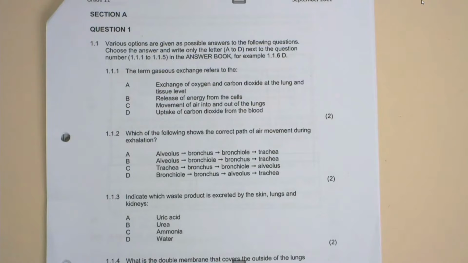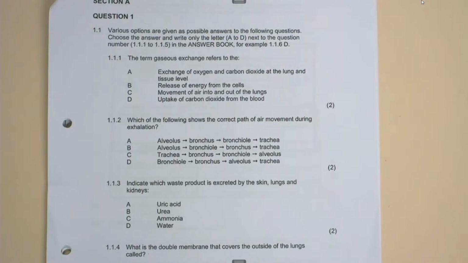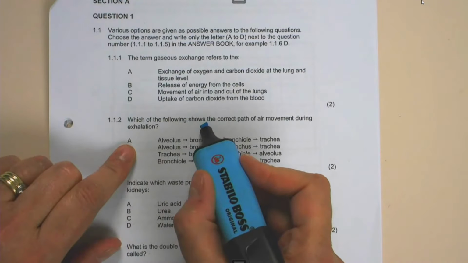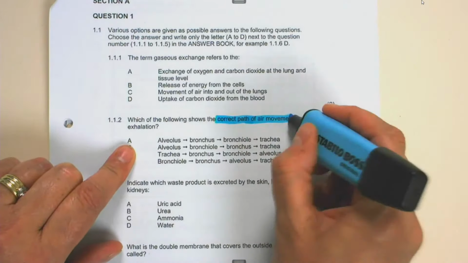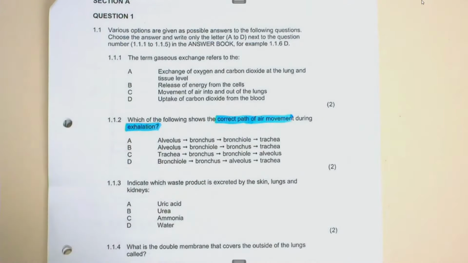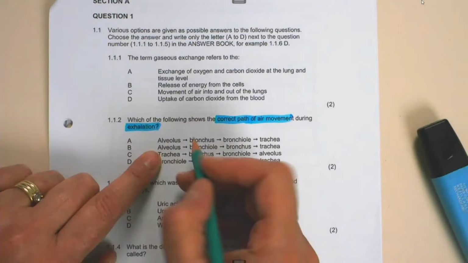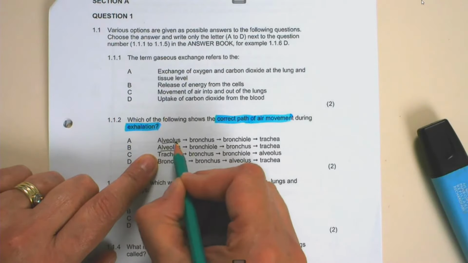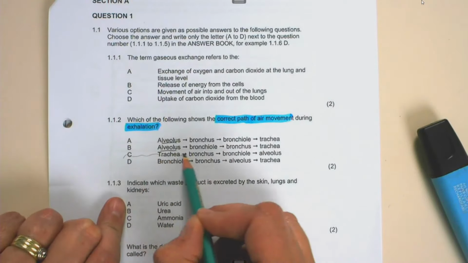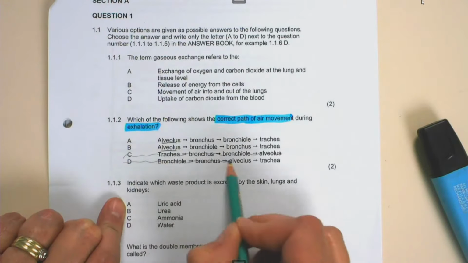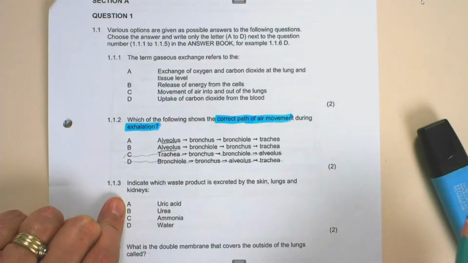Section A, question 1, multiple choice. Okay, let's just do 1 or 2 of the multiple choice. Let's do this one, 1.1.2. Which one of the following shows the correct path of air movement during exhalation? Now, there's the trick. Don't now think about inhalation, exhalation, when you breathe out. Okay, when you breathe out, we start at the alveolus. So there I have alveolus, there I have alveolus. So immediately I know not relevant, I can scratch them out. Now I have a 50% chance of getting the mark.